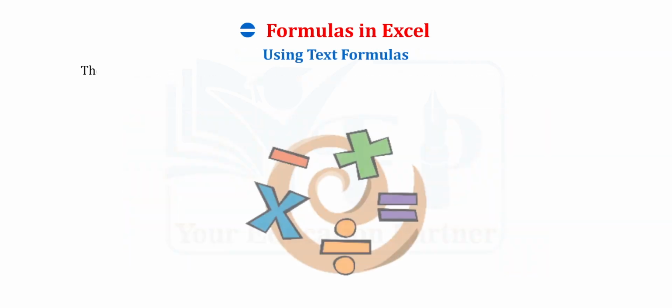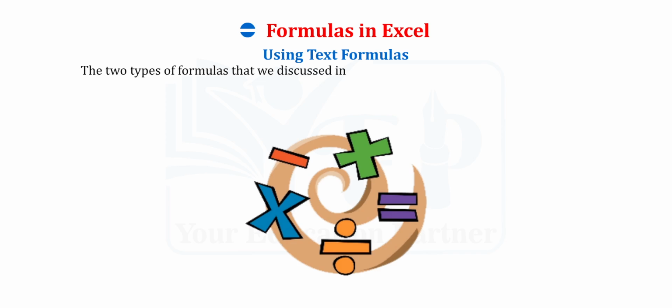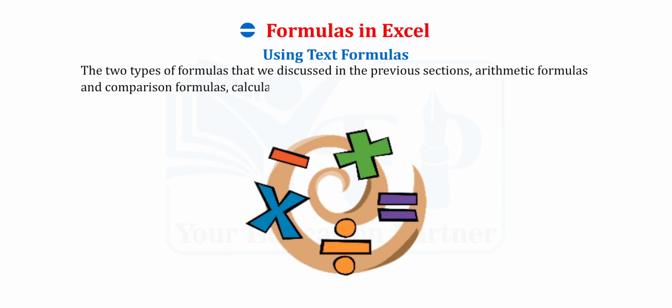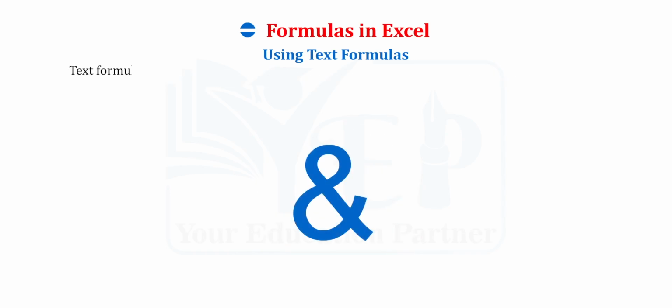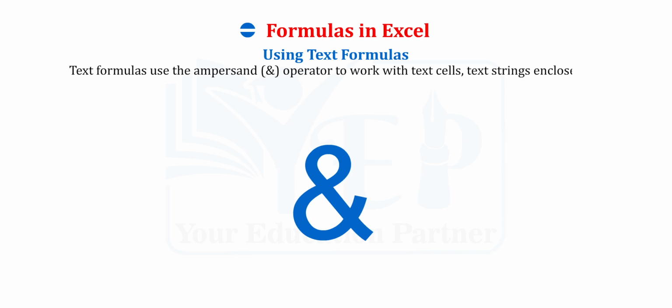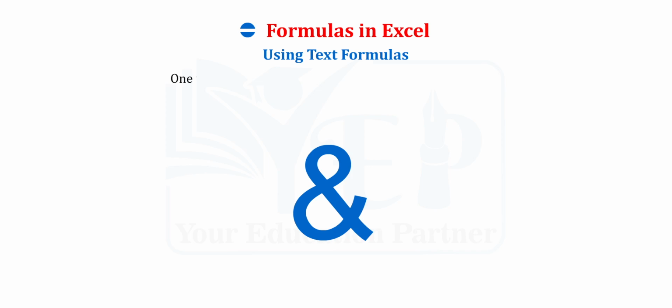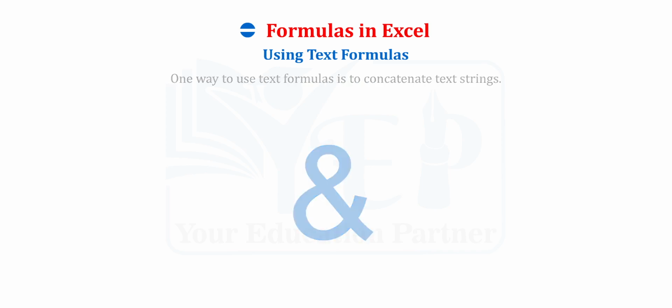Using text formulas. The two types of formulas that we discussed in the previous sections, arithmetic formulas and comparison formulas, calculate or make comparisons and return values. A text formula, on the other hand, is a formula that returns text. Text formulas use the ampersand operator to work with text cells, text strings enclosed in quotation marks, and text function results. One way to use text formulas is to concatenate text strings.